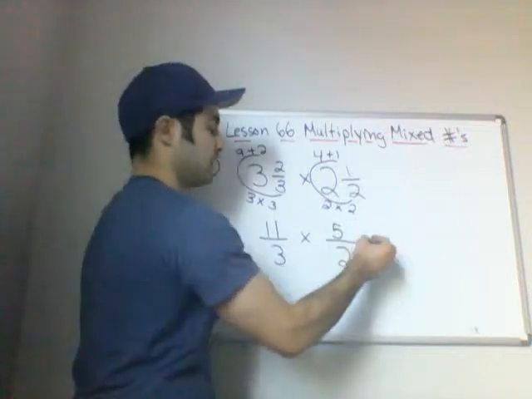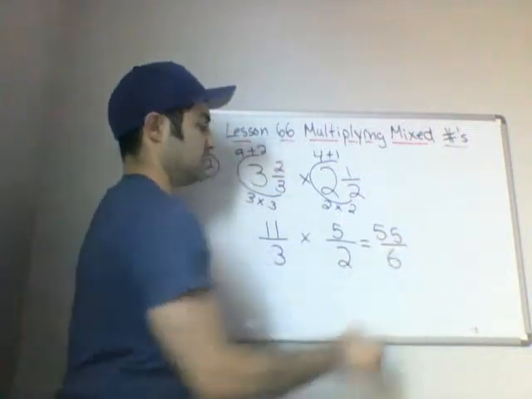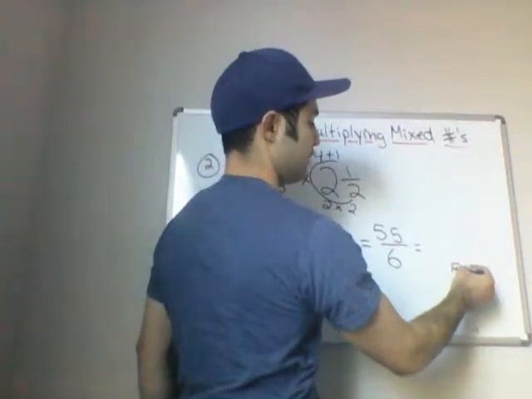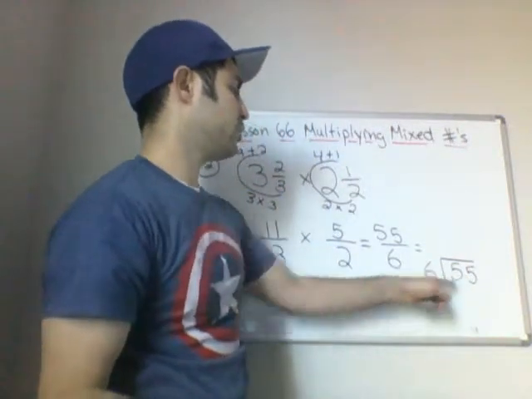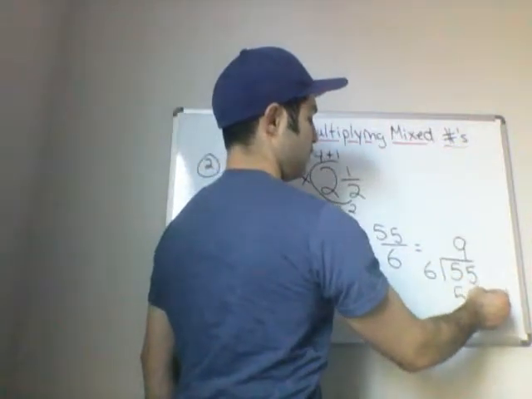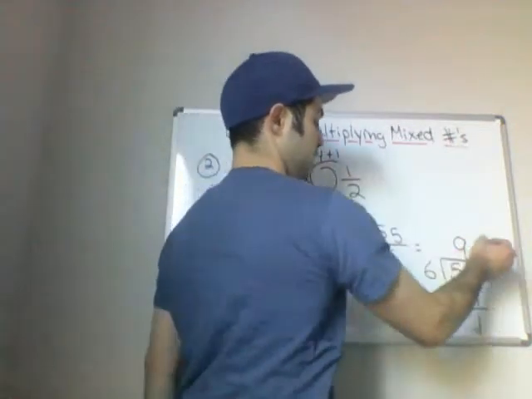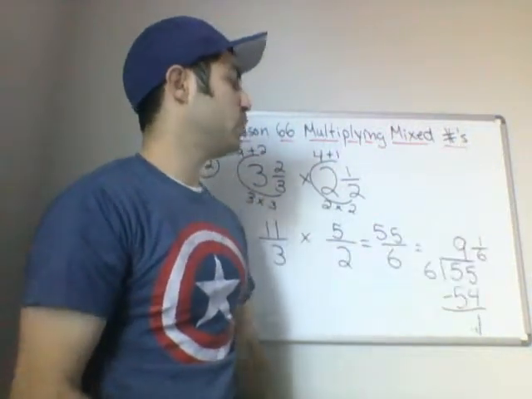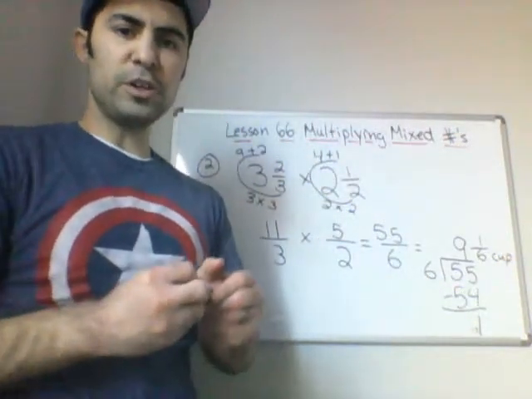Now you simply multiply straight across. 11 times 5 is 55. 3 times 2 is 6, okay? Then you just do top divided by bottom. So I'm gonna take 55 and divide that by 6. 6 will go into 55 9 times. 9 times 6 is 54. Subtract, you're gonna have 1 left over. So you're gonna have 1 as your numerator and 6 as your denominator. So you drank 9 and 1/6 cups of water that day. Okay, it's important to drink water.